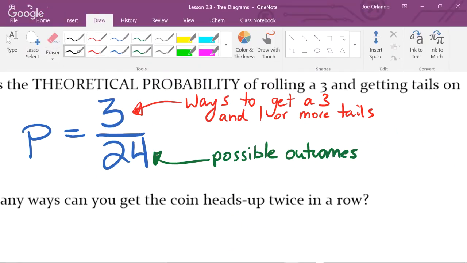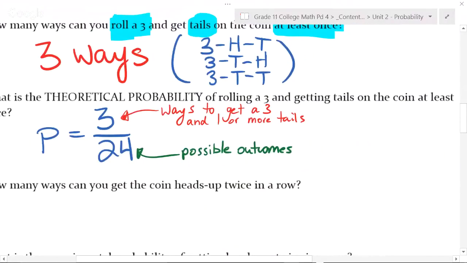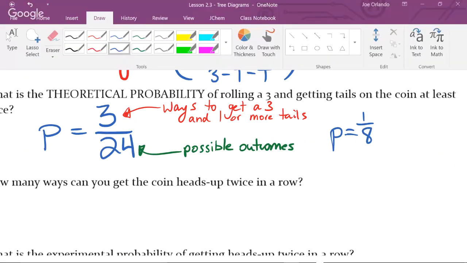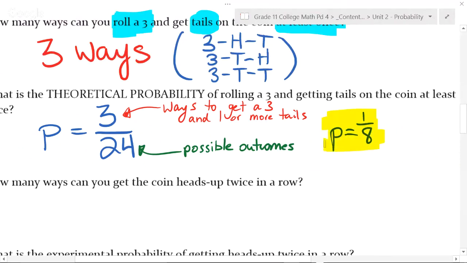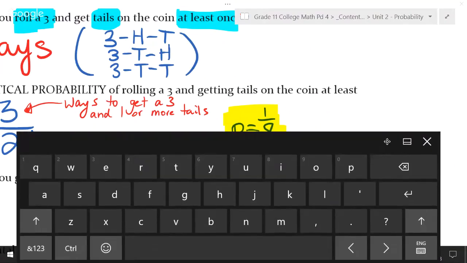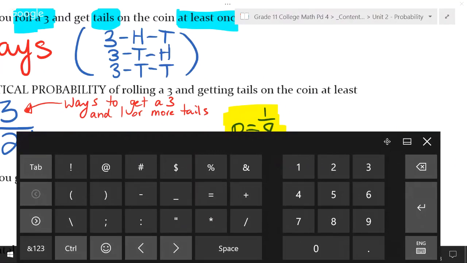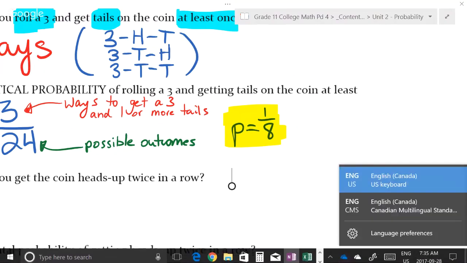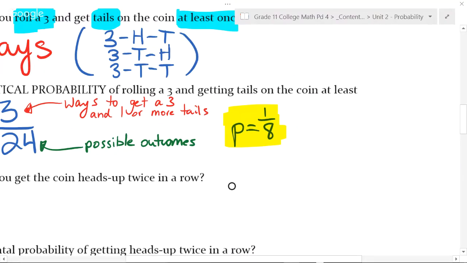And 3 divided by 24 is not the nicest fraction I've ever seen, because we can definitely reduce it. So we could say this probability is 1 out of every 8. Hopefully we're all shouting. And I like that as an answer. That's a good answer. If we prefer it as a decimal, we can put that into our calculator. Right here I can say 1 divided by 8 equals.